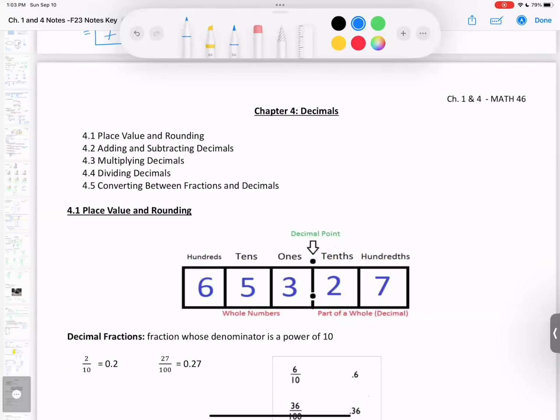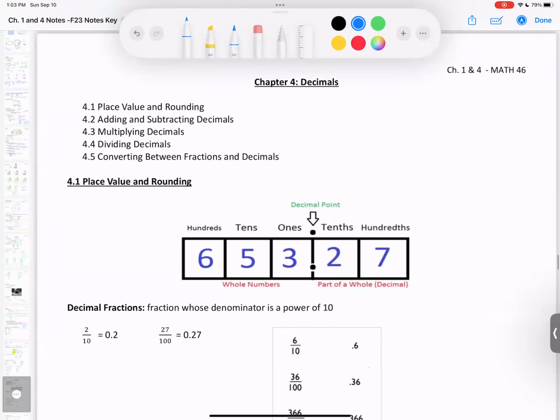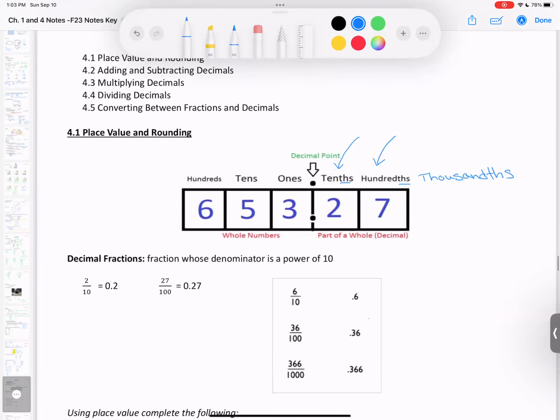So welcome to chapter 4, where now we're going to take a closer look at decimals. Over to the right of the decimal point, the first number there is in the tenths position. The second number would be in the hundredths position. Remember those THs. The third would be in the thousandths, and so on.